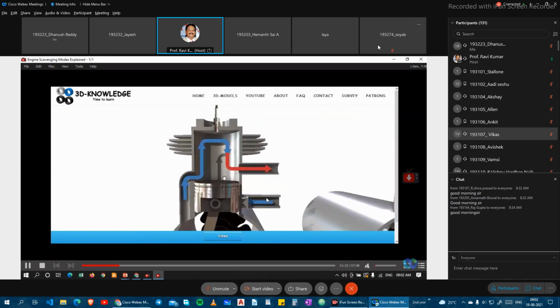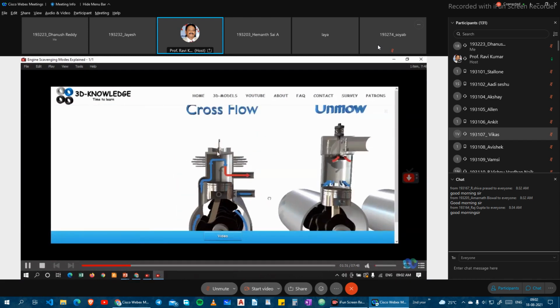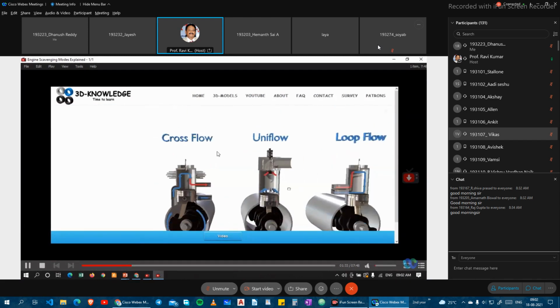The charge will be entering from here into the crankcase, and it goes like this through the cross flow, and where you are going to get the combustion, the power stroke, then the exhaust gases will be pushed over to this. This is a single cylinder engine where you have a fin system and all.